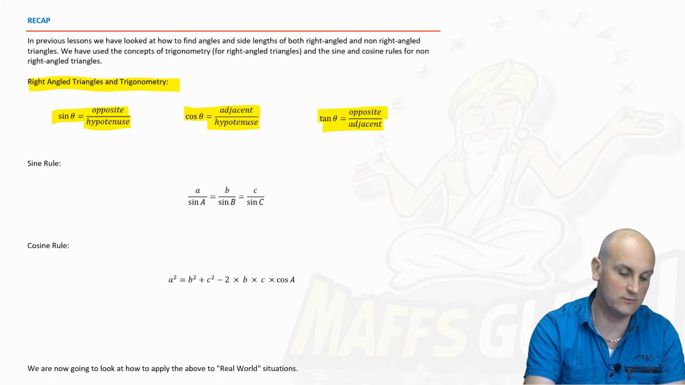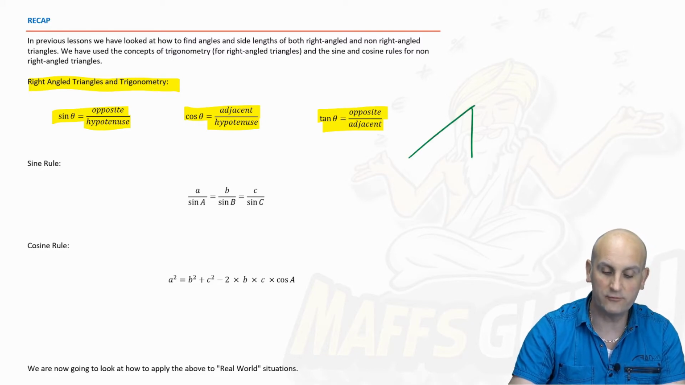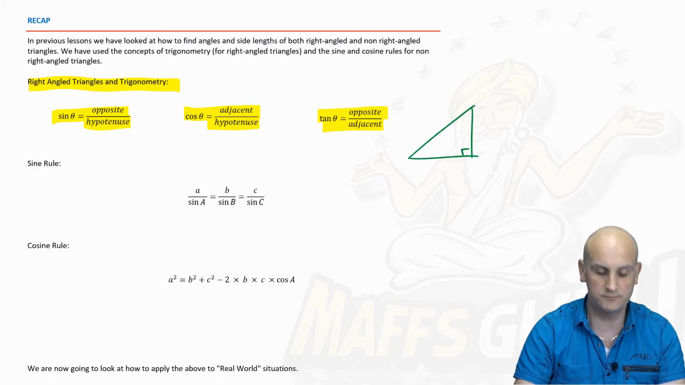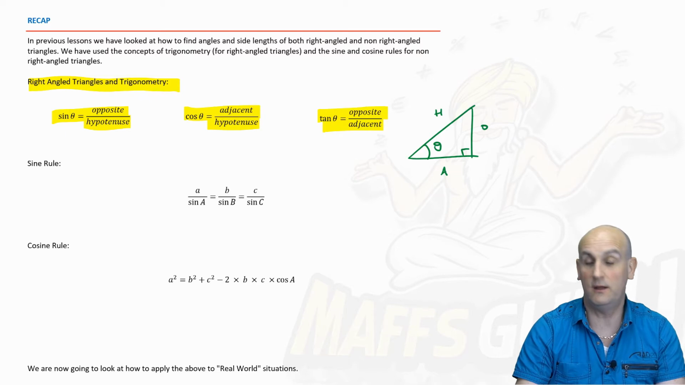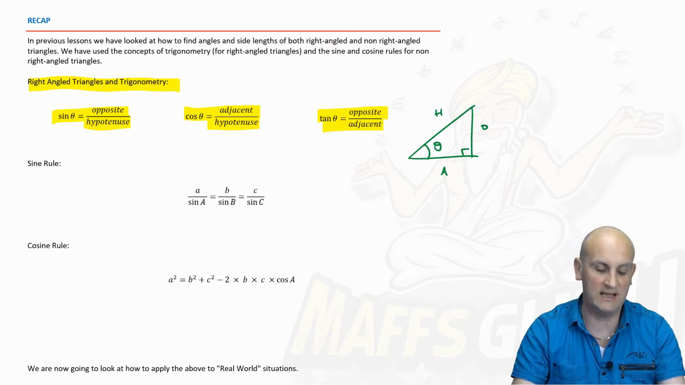And again, that was given by a right angle triangle, and it had to be a right angle triangle where if we had a theta here, that became the opposite, that became the adjacent, and that became the hypotenuse, right? And then we could use our calculator.